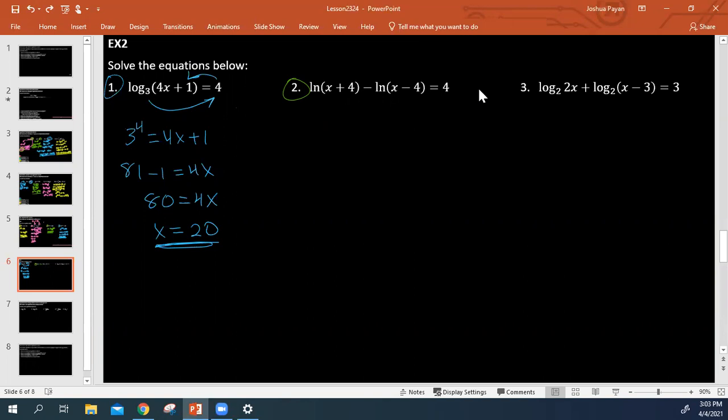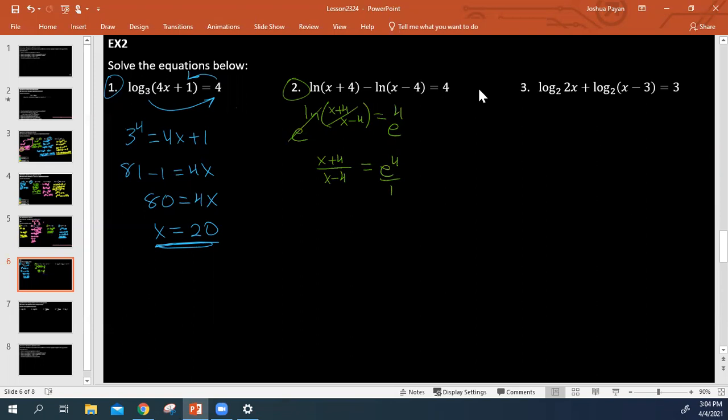Okay, so we're going to go ahead and use the quotient law here. So what I'm really going to have is the natural log of x plus 4 over x minus 4, like so, is equal to 4. Then to undo this, quote unquote, I need to do exponential natural base, right? And that's going to leave me with x plus 4 over x minus 4 is equal to e to the 4th power.